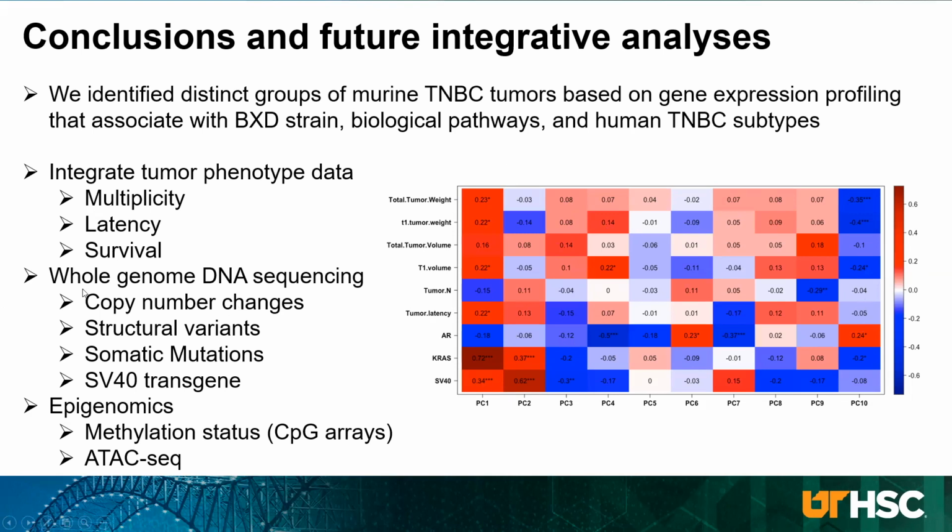On top of that, we are doing low-pass whole genome sequencing, or actually we have already done that. So it'd be nice to integrate some copy number changes, like I mentioned before, as well as any potential structural variants, or even, if we can, mutation calls, tumor mutational burden, and things like that.